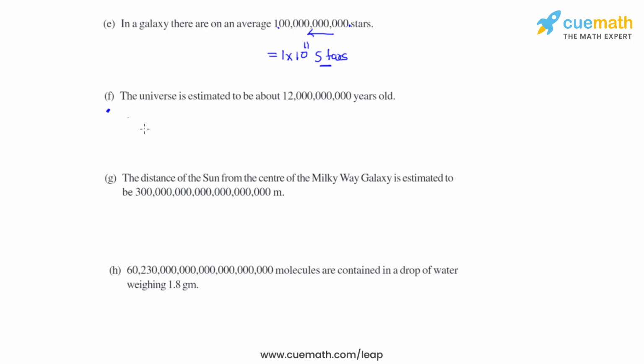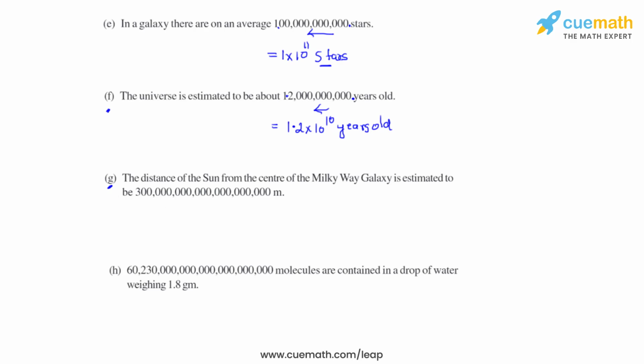Coming to the part F, it says the universe is estimated to be about this large number years old. Again, we'll try to get the decimal, which is currently here, between 1 and 2, so that we get the number 1.2. So the number of places by which we have to move the decimal towards left is 10. So the answer will be 1.2 times 10 raised to 10 years old. So this is the standard form of the age of the universe. That is, the universe is 1.2 times 10 raised to 10 years old.